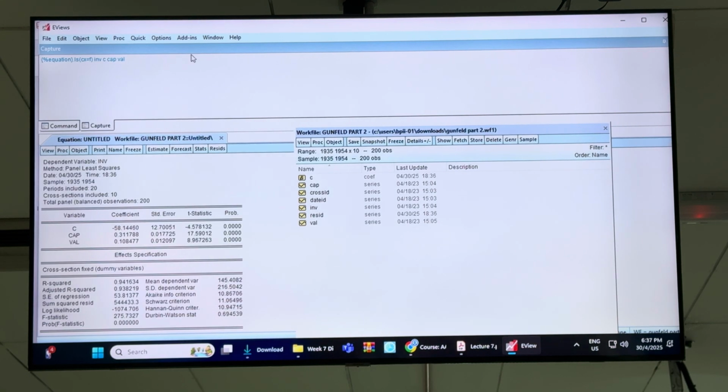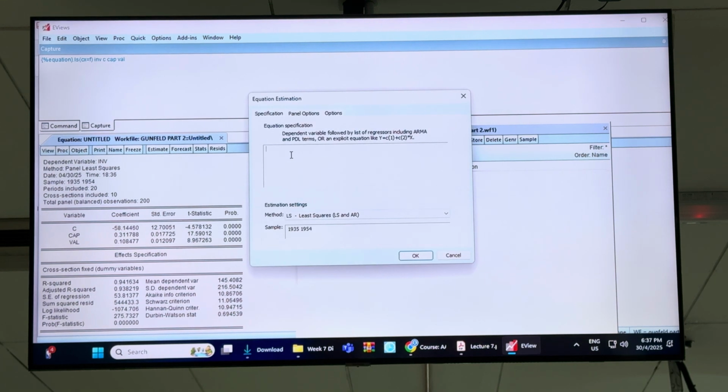So again, now you go to Equation, Estimate Equation, and type your equation: INV, constant, CAP, VAL.